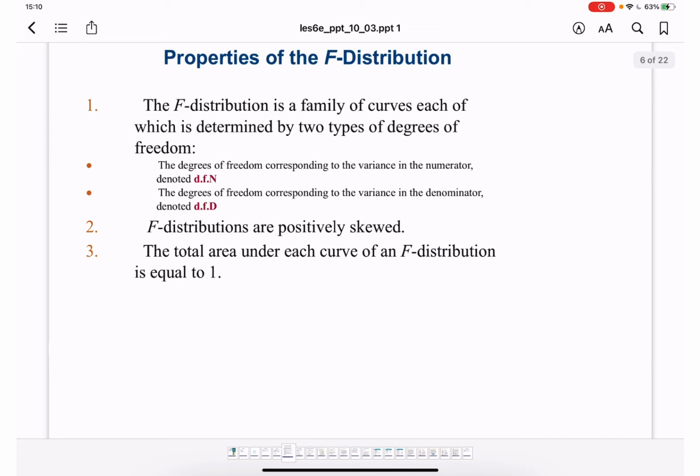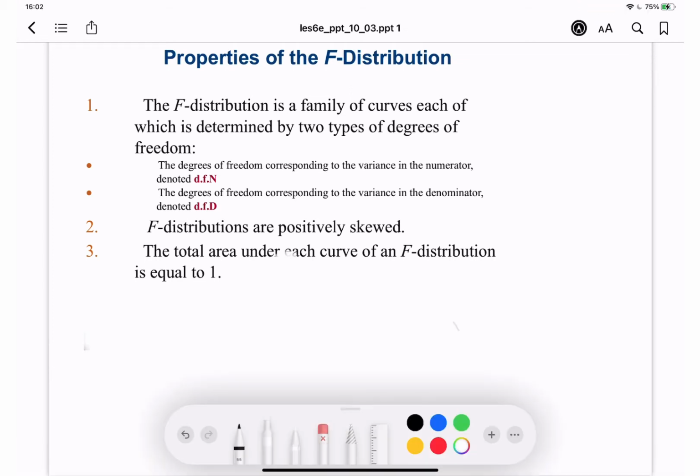So how do we know when to use the F distribution? We use it when we are testing equality of variances between two samples, which means between two populations. As we said, based on the formula, F is equal to sigma 1 squared over sigma 2 squared.